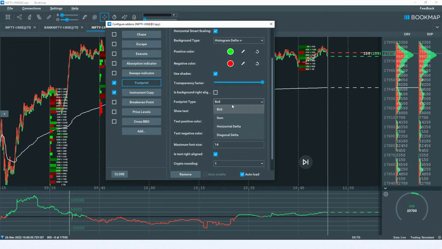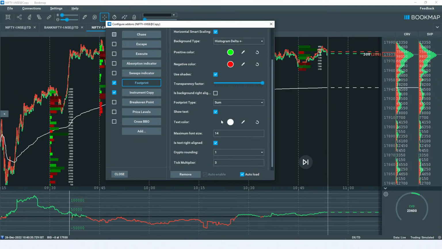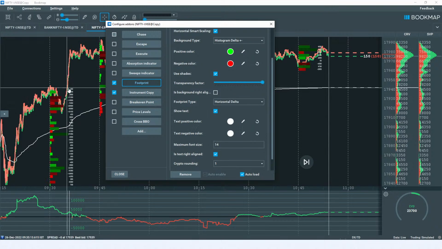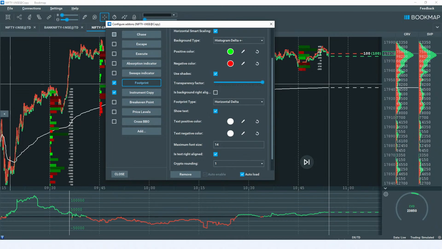How do you want to see that information? Summation shows us that at this particular price level a total of 2550 quantities got executed. It is not a differentiation of market buy or market sell orders. It's nothing but the number of transactions that happened at that specific level. If you change it to horizontal delta, horizontally it will show us what the delta is. Basically it shows us the delta information.